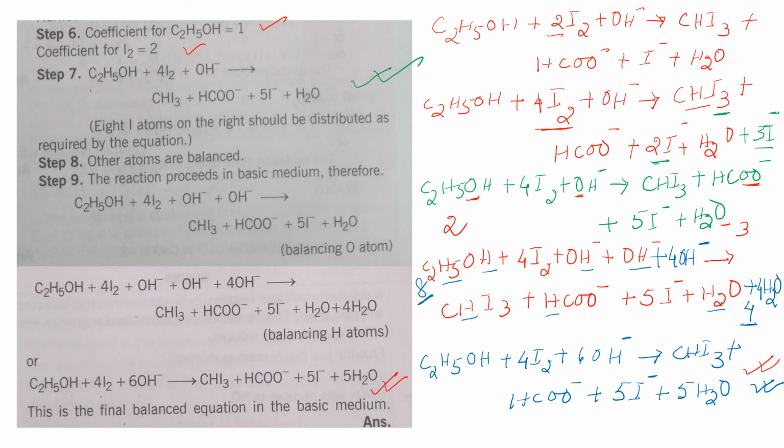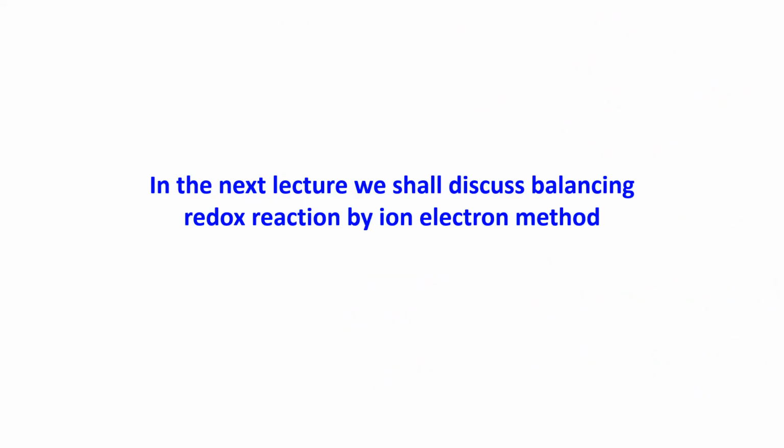So children, you must have understood that you have to practice this equation on your own. And not only this, you have to take equations from other books also and try to balance them. Now with this, I am ending lecture 2 here. Practice all the equations on your own. Please write it in your notebook and practice on your own. In the next lecture, we shall discuss balancing redox reaction by ion electron method.